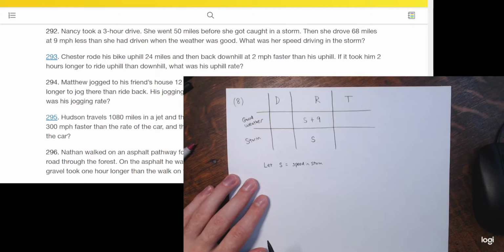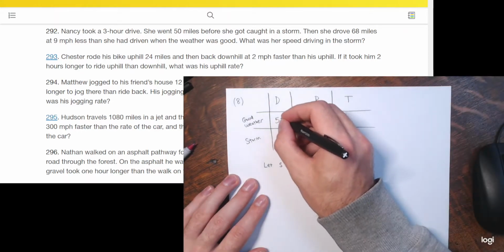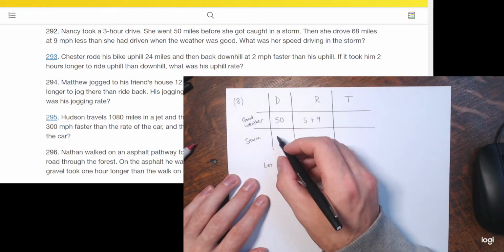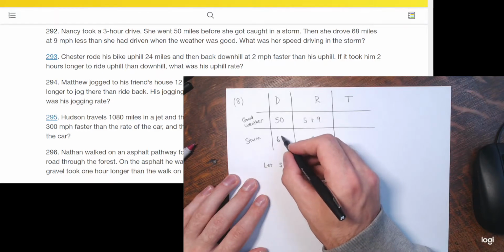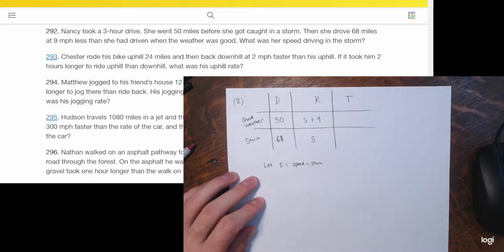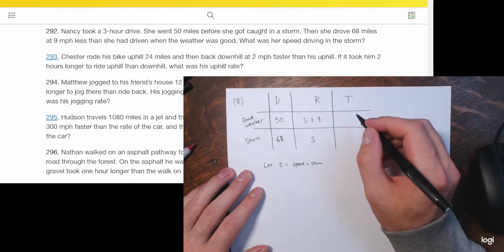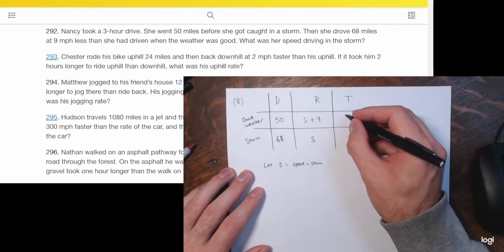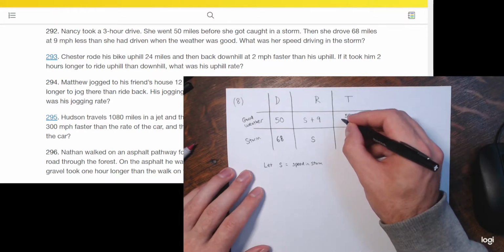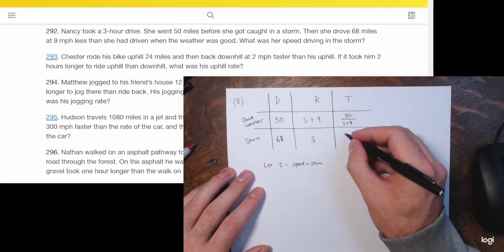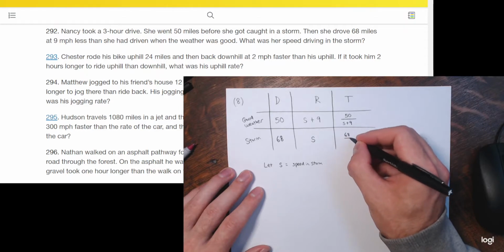Alright, and it says she went 50 miles before she got caught in the storm, so she was driving for 50 miles in the good weather. And then she drove 68 miles in the storm. And then the times, right? Times, again, are distance divided by rate. So the time in good weather is 50 divided by S plus 9. The time in the storm, 68 divided by S.